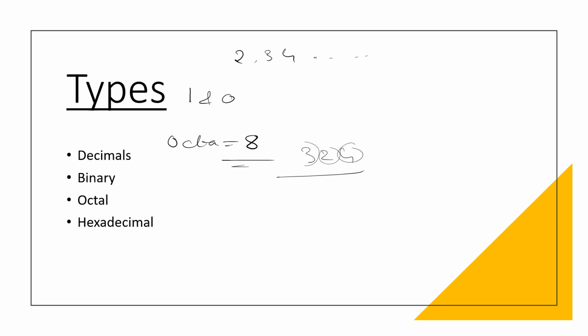Then we have the hexadecimal. Hexa is nothing but 16 over here, right? So all the numbers should be less than 16.